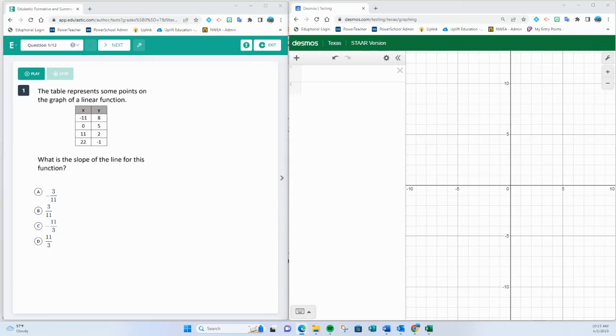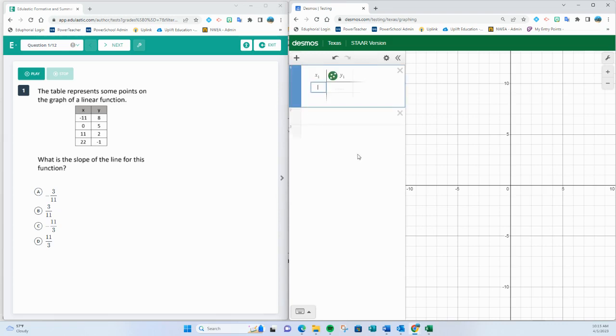Hey there. So this is our second lesson out of four. For question number one, whenever I see a table and I need to get the slope or rate of change, make sure you are using the Desmos Texas Star version because it's going to have different functionalities. This is what you'll have for STAAR.